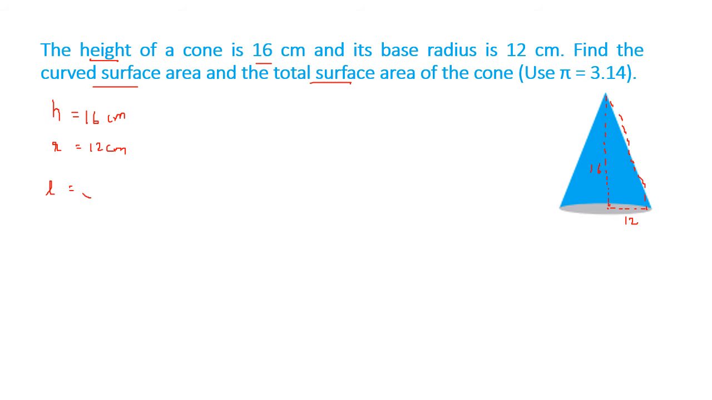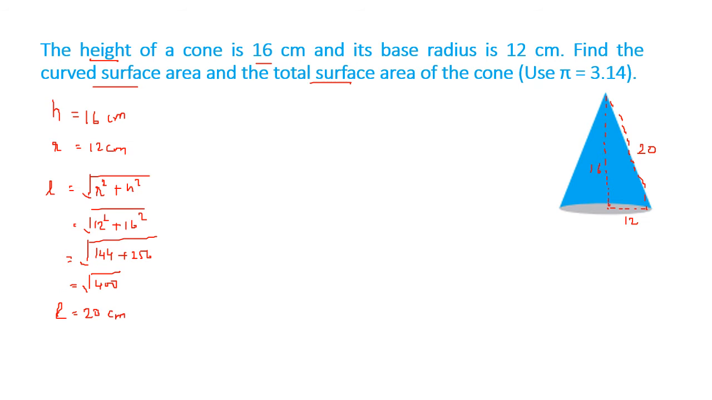So L is equal to under root r square plus h square, equal to under root 12 square plus 16 square, equal to under root 144 plus 256, equal to under root 400, equal to 20. So L is now 20 centimeter. So we have got L 20 centimeter. Let us apply the formula.